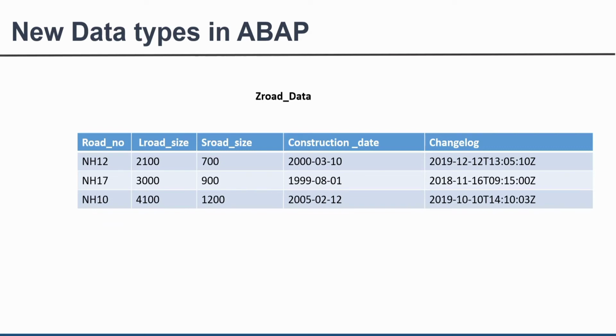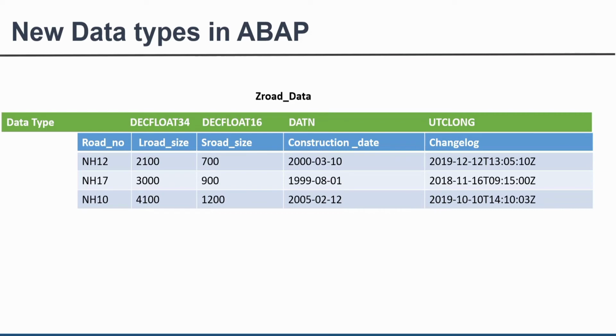For example, this is a simple table which is created, which has a couple of fields like road number, large road size, small road size, construction date, and change log. Now here you can see different ABAP data types are used in this case. So you can see for L road size the data type is DECFLOAT34. For S road size it is DECFLOAT16. For construction date it is DATN, and for change log it is UTCLONG.